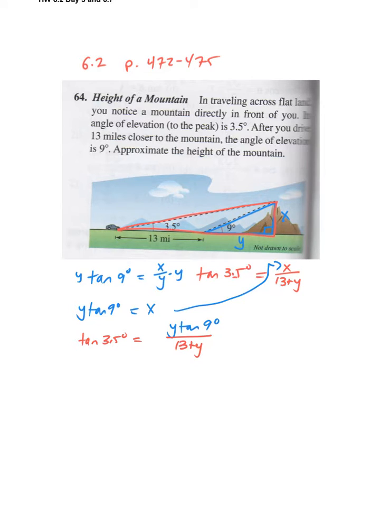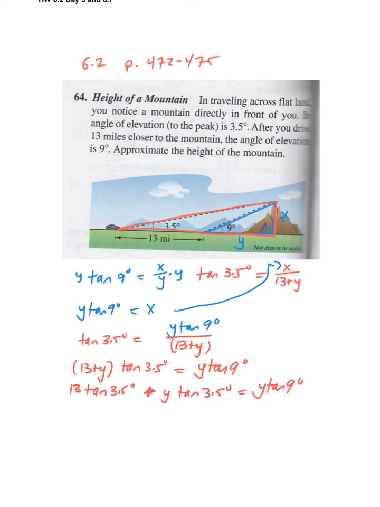I'm going to multiply both sides of the equation by the expression 13 plus y. So I'm going to have 13 plus y times tangent 3.5 degrees is equal to y tangent 9. Then I'm going to distribute tangent 3.5 on the left-hand side. So 13 times tangent 3.5 degrees plus y tangent 3.5 degrees is equal to y tangent 9 degrees. And I want to isolate y, so I'm going to put both terms that have y in them on the same side of the equation.